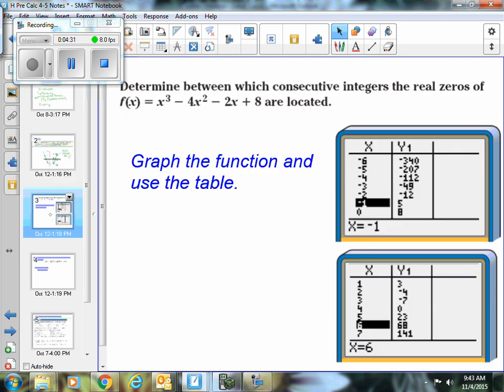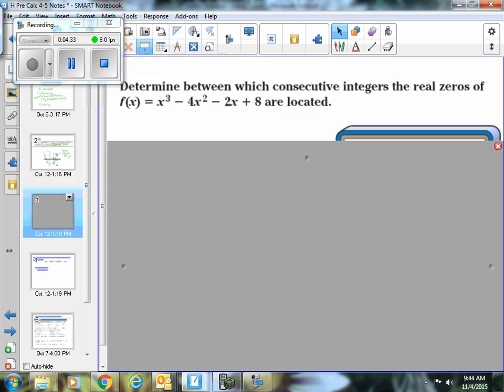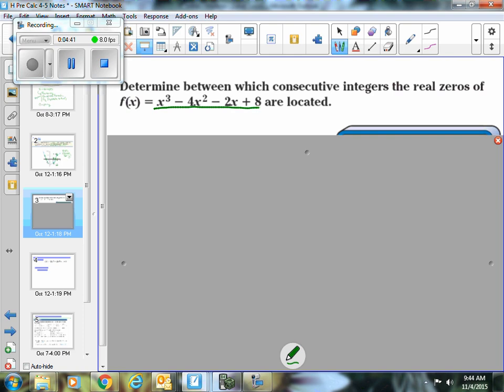Okay, so here's what I'd like you to do on this next one. I'd like you to go ahead and think about this one as it would have been in the first half of the chapter, solving it algebraically. See if there's a way that we could solve this polynomial and find its zeros.